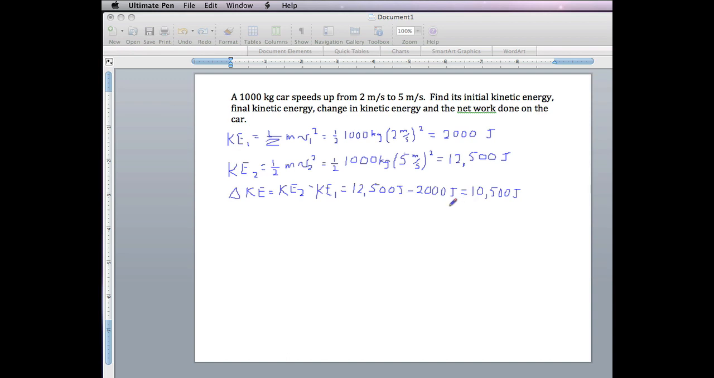We also want to find the net work done on the car, and the relationship that is important there is that the net work done equals the car's change in kinetic energy. This relationship is important to know because we couldn't find the net work done on the car from the formula work is force times distance. We would have to find it this way. And that again is 10,500 joules.